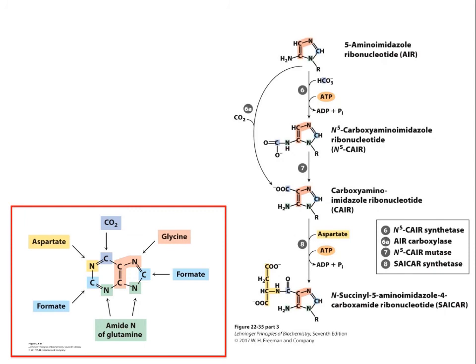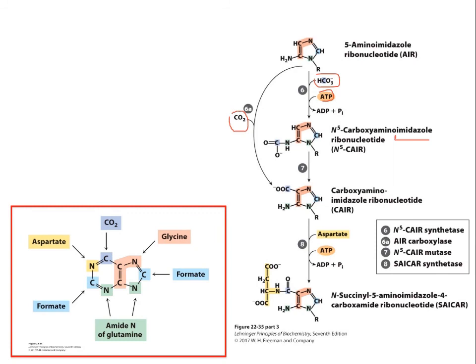The AIR, we need bicarbonate in this case, by enzyme 6, it's N5-CAIR synthetase, meaning we need ATP, and it gives N5-carboxyaminoimidazole ribonucleotide. In another step, it's more direct, it's not going to give intermediates: this AIR, by CO2 and enzyme 6A, AIR carboxylase. So this step is carboxylation, it will give rise to carboxyaminoimidazole ribonucleotide.